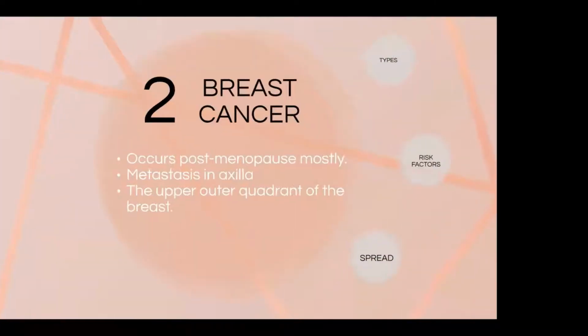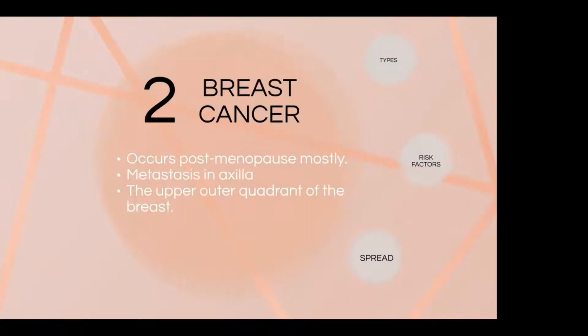So for breast cancer, it's very well known that breast cancer is a very common and aggressive type of cancer. And usually you see it post-menopause. A very important prognostic factor is when it metastasizes in the axilla. So when you see that, it's very important to note that. You can see it usually in the upper outer quadrant of the breast.